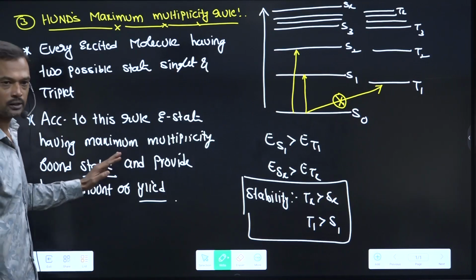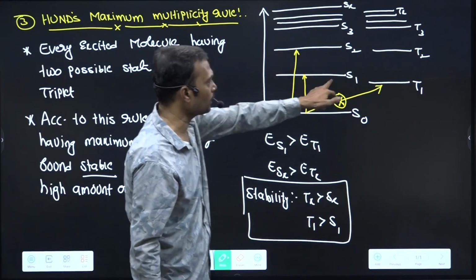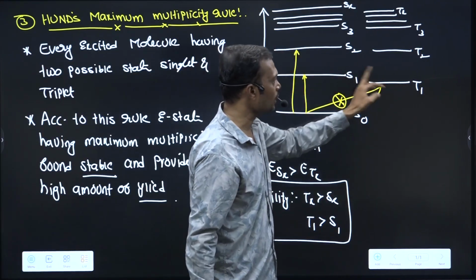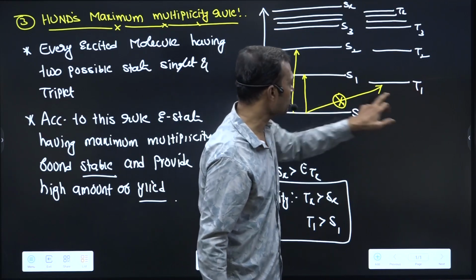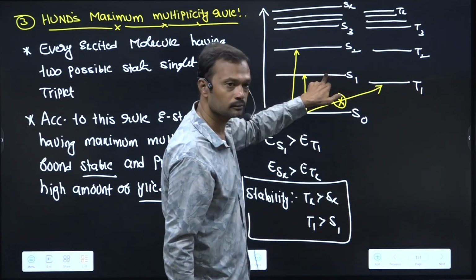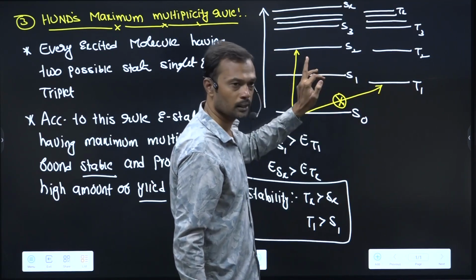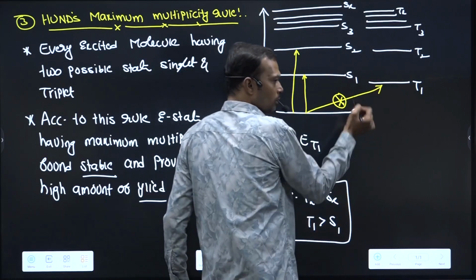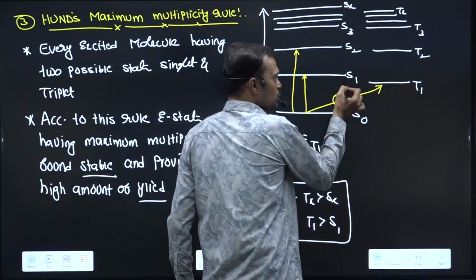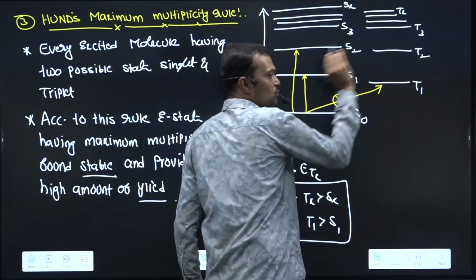Only one point you remember. This is saying that when an electron is excited, whichever excited state has more multiplicity is more stable. This is more stable as compared to this. What is the multiplicity? 3. What is the multiplicity? 1. But what we are saying is, even though T1 is more stable, even though T1 is adjacent to S1, T1 preparation is not possible directly from S0.